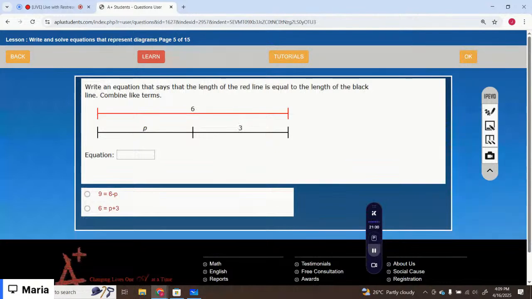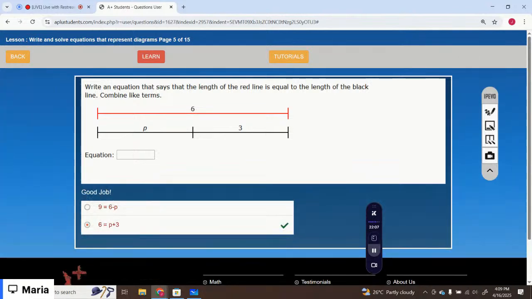Write an equation that says the length of the red line is equal to the length of the black line. Combine like terms. 6 equals p plus 3. Option number 2 is the correct option.